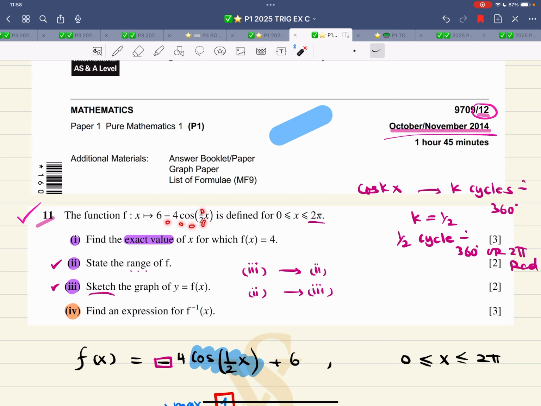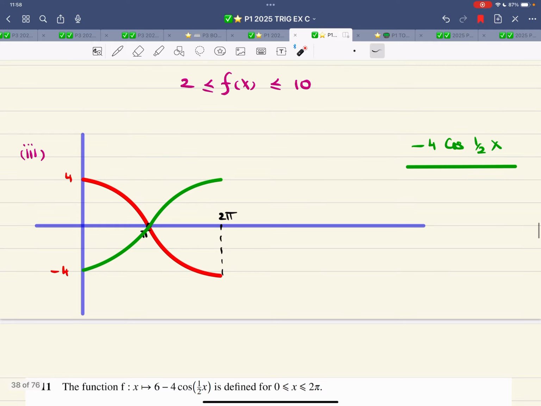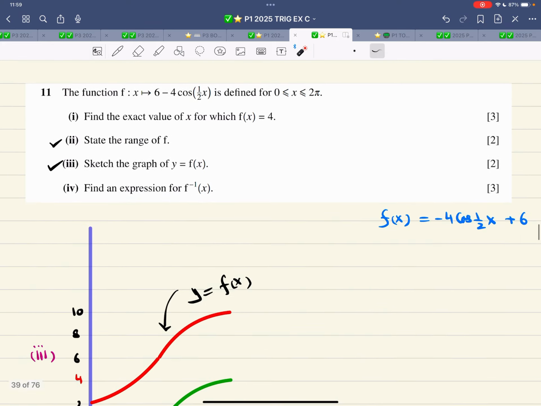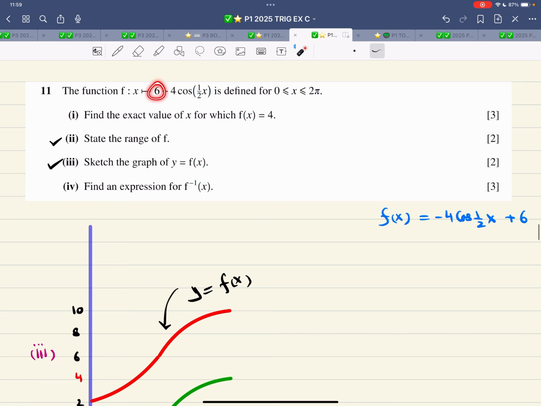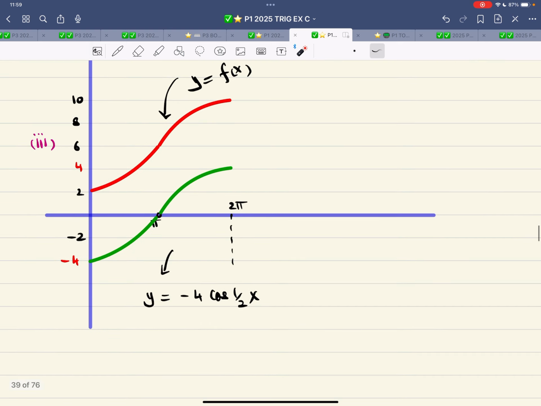So negative 4 cos half x. So this was 4 cos half x, and by mistake I just worked out with this thing. Then I wrote in the comments that yes, oops, I missed it. So now I'm taking care of that oops. So now this green one, this is negative 4 cos half x. And then it's being raised up by 6 units. This thing raised up by 6 units.